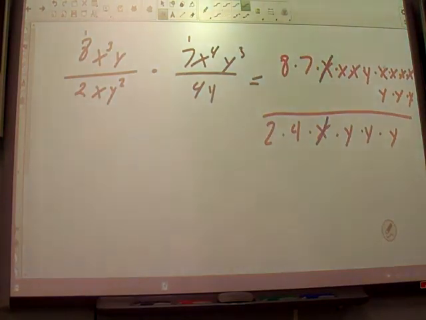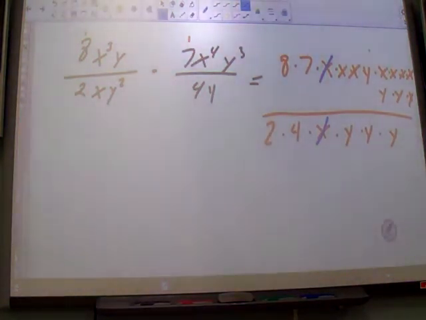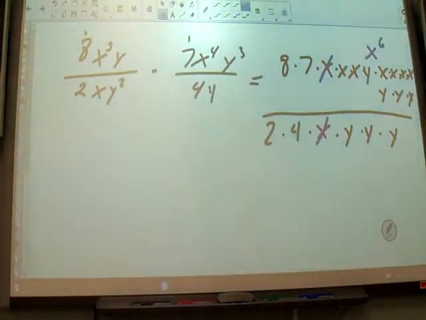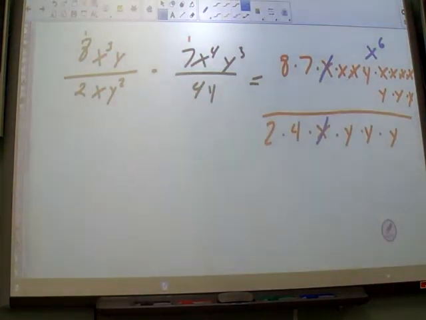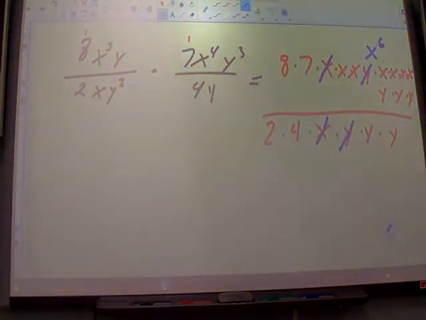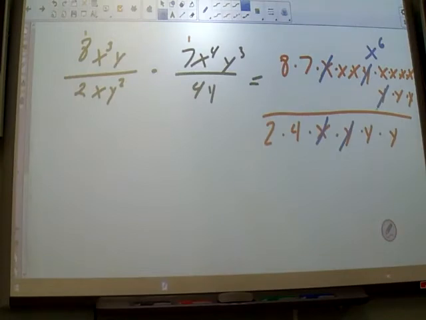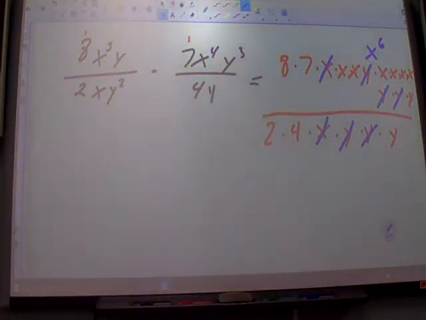1, 2, 3, 4, 5, 6. So that means my answer is going to have an x to the 6th, isn't it? Are you okay on that? Yep. Okay. So now here's a y. Here's a y. Here's a y. Here's a y. Here's a y. Here's a y.